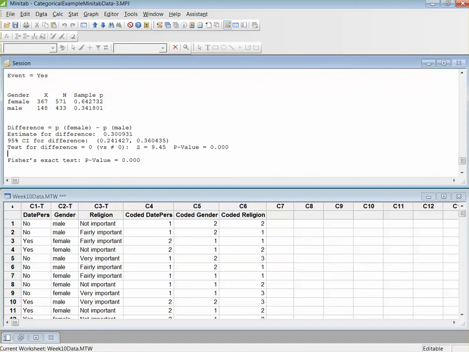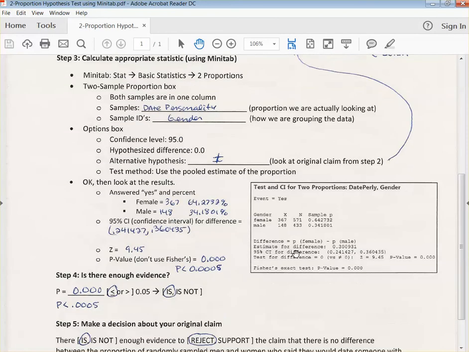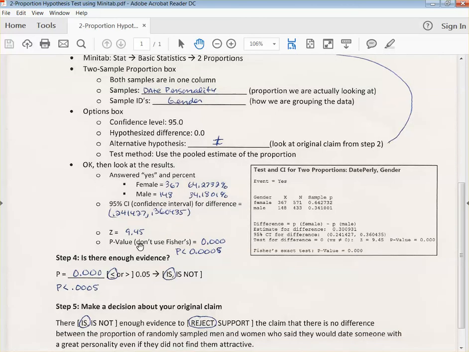So if we come back over here, I've got the data right there. So the number of females is 367, which is that 64%, and 148, which is 34%. So these are the number who actually said yes, they would date someone who had a good personality, even if they didn't find them attractive. Here's your confidence interval for the difference, your z-score, and then your p-value.